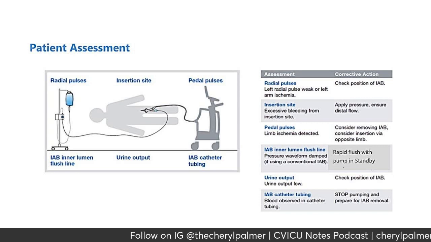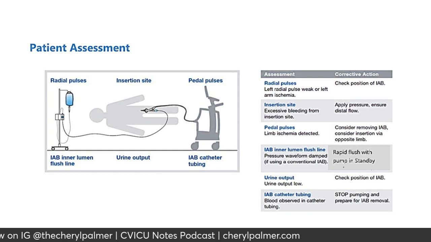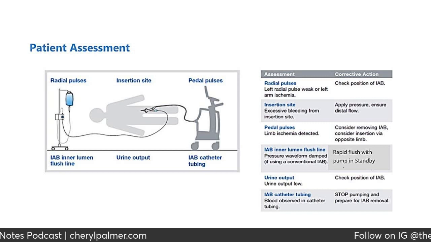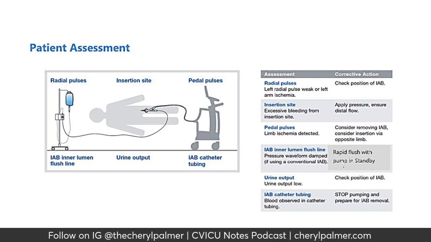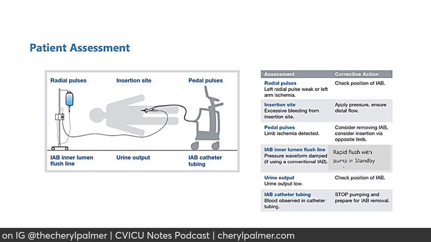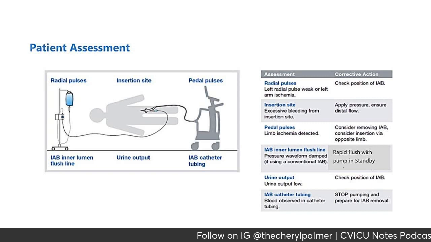And pedal pulses: limb ischemia detected. Consider removing the balloon pump. Consider insertion via the opposite limb. So those are decisions that your attending or ICU physician will determine. IABP intralumen flush line: pressure waveform dampened if using a conventional intra-aortic balloon pump. Rapid flush with pump on standby. That's the corrective action for that.